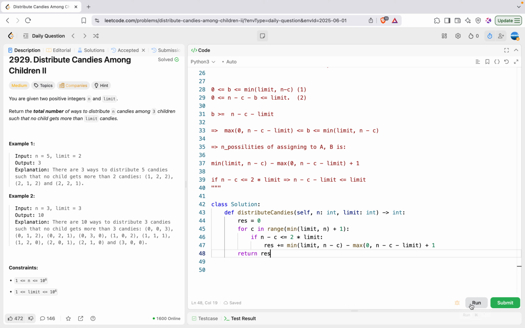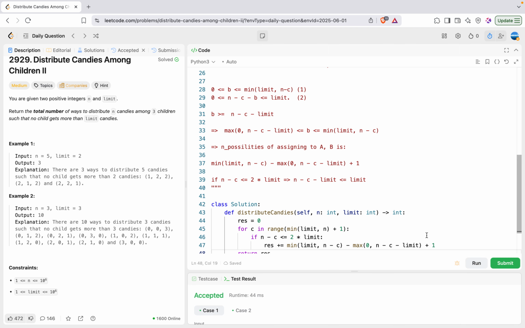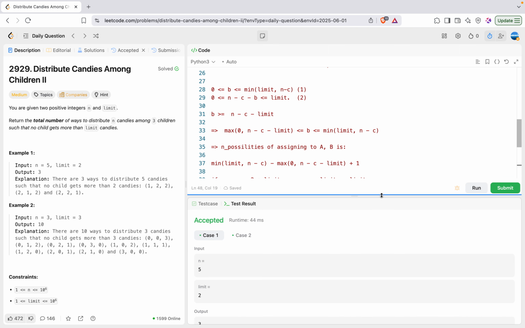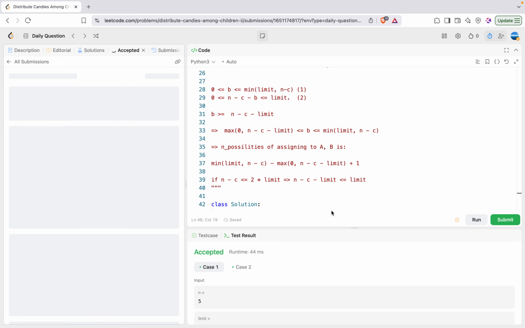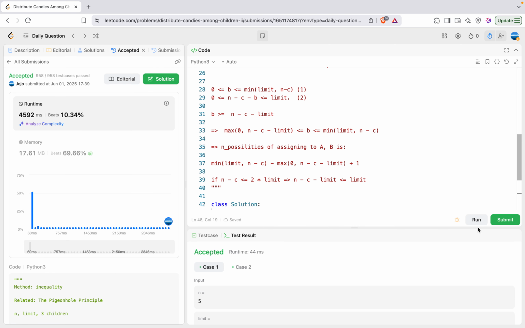Let me first run it for a test. Yeah, it passes the 2 test cases. And then let's submit for the generic case. Yeah, it passes all the cases.